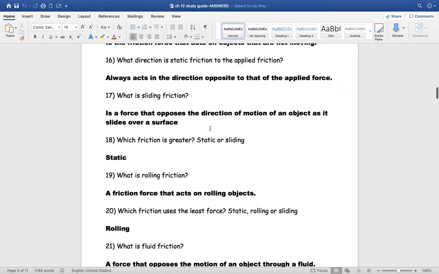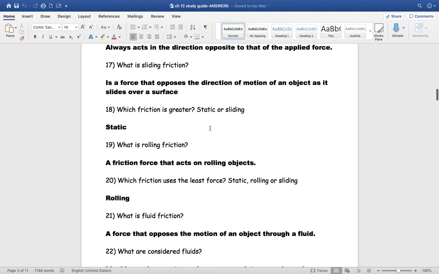16, what direction is static friction to the applied force? It always acts in the direction opposite to that of the applied force. Number 17, what is sliding friction? It's a force that opposes the direction of motion of an object as it slides over a surface. Again, there were really good pictures in the book for these things. Which is greater friction, sliding or static? Static is always going to be greater.